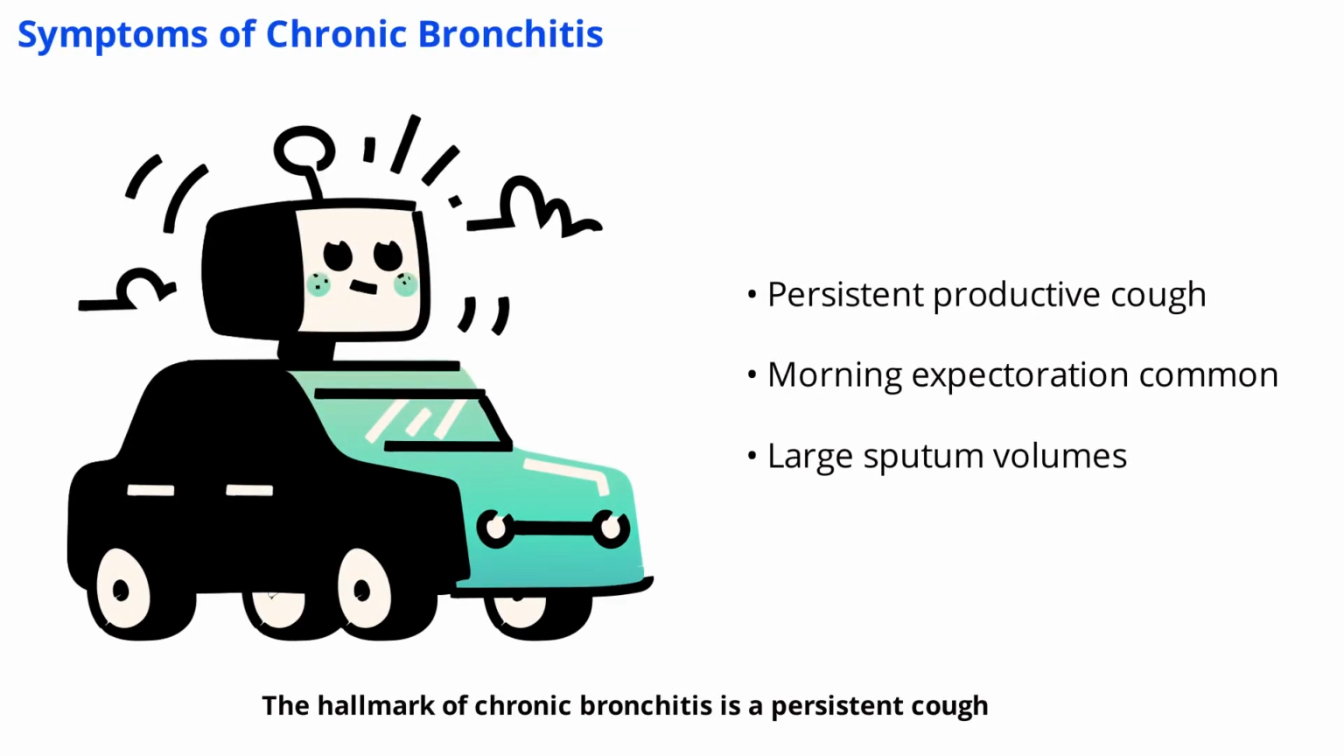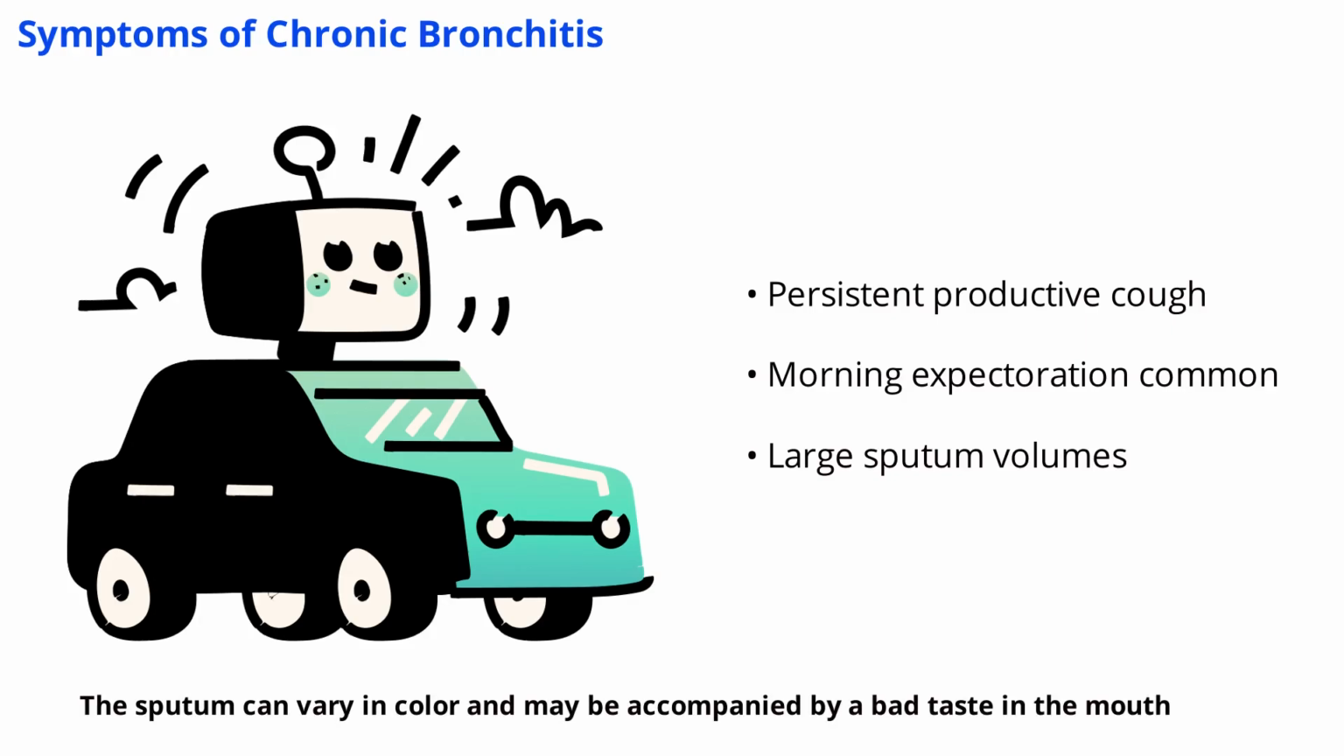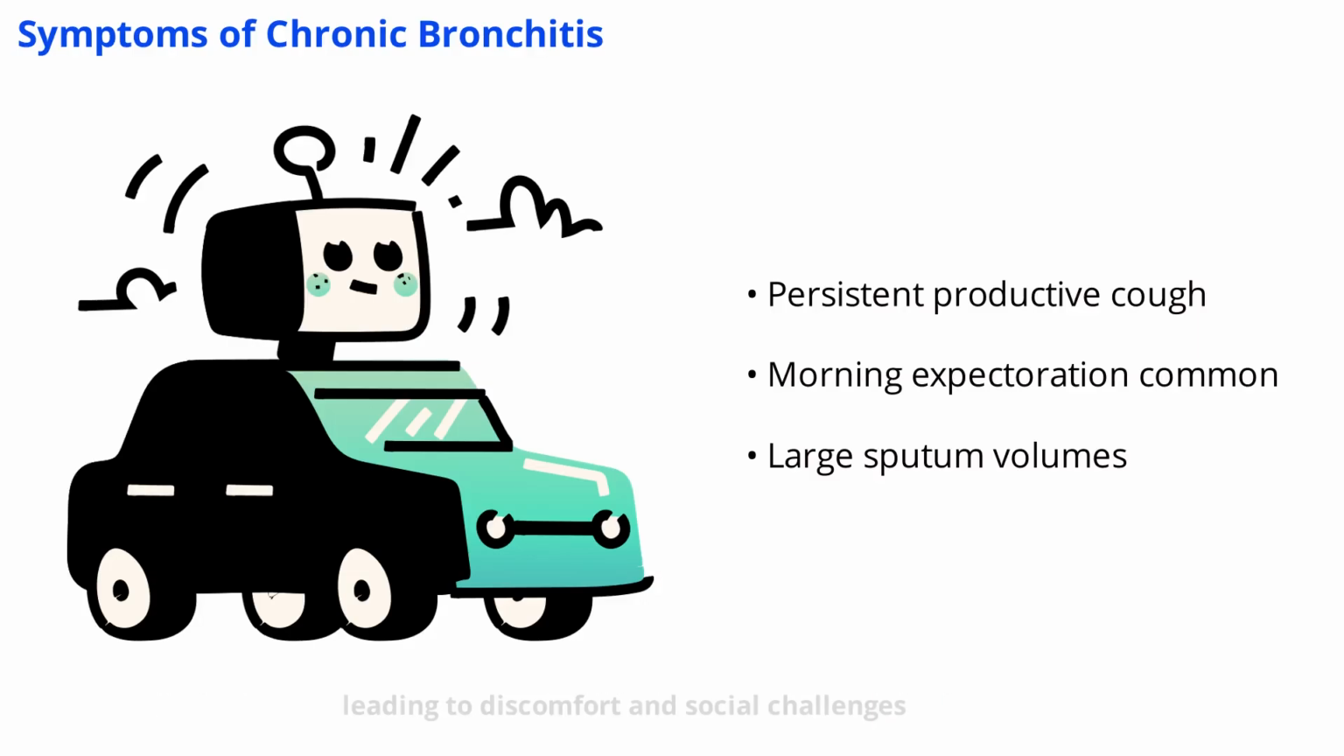The hallmark of chronic bronchitis is a persistent cough, often producing large amounts of sputum, especially in the morning. The sputum can vary in color and may be accompanied by a bad taste in the mouth. Patients may expectorate up to 100 ml more sputum daily than normal, leading to discomfort and social challenges.